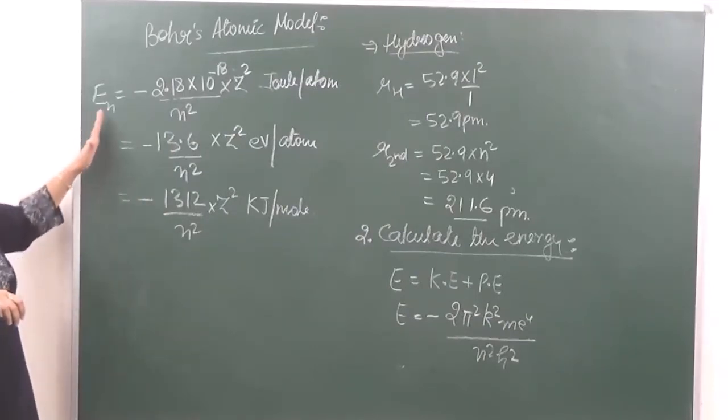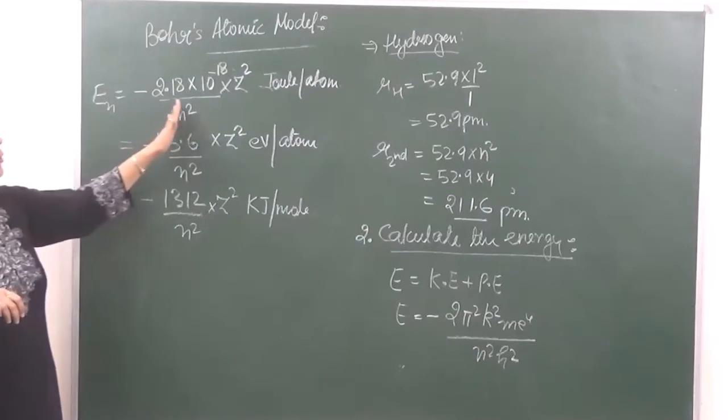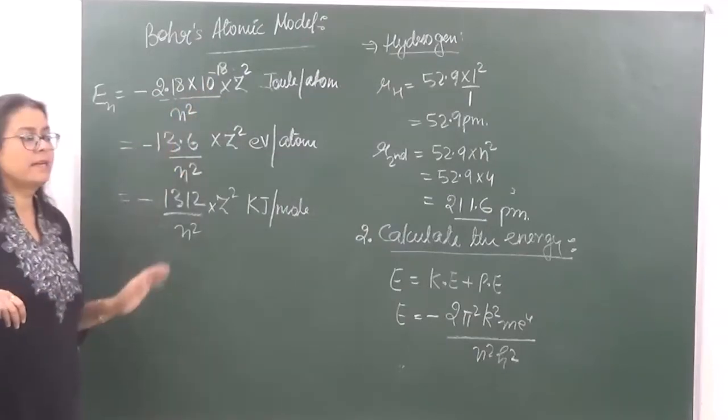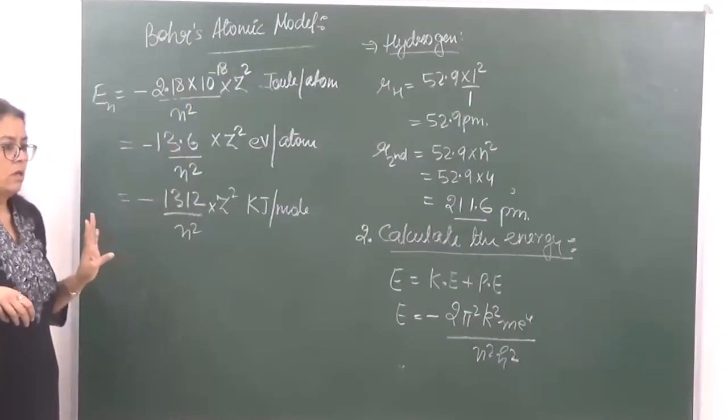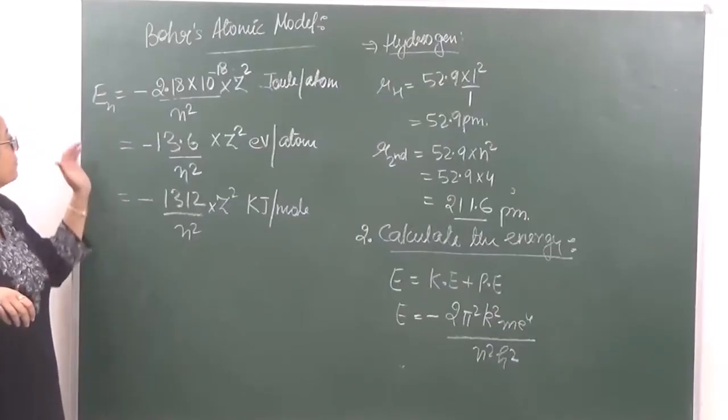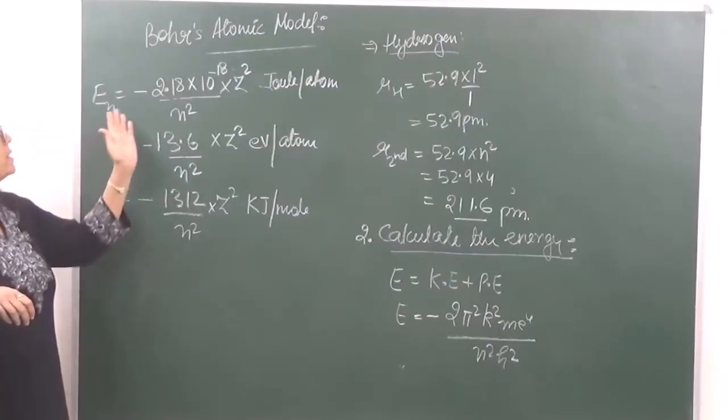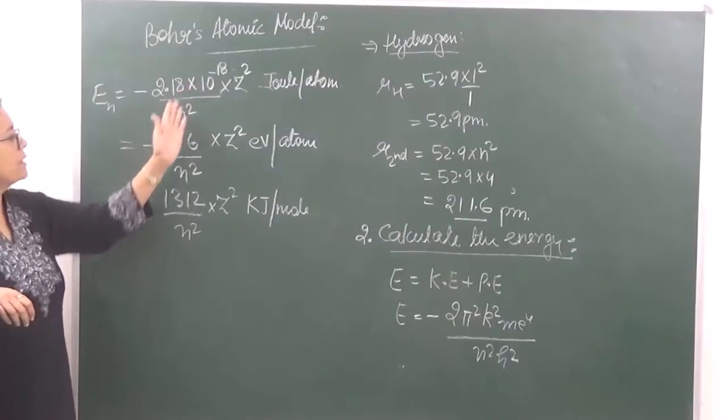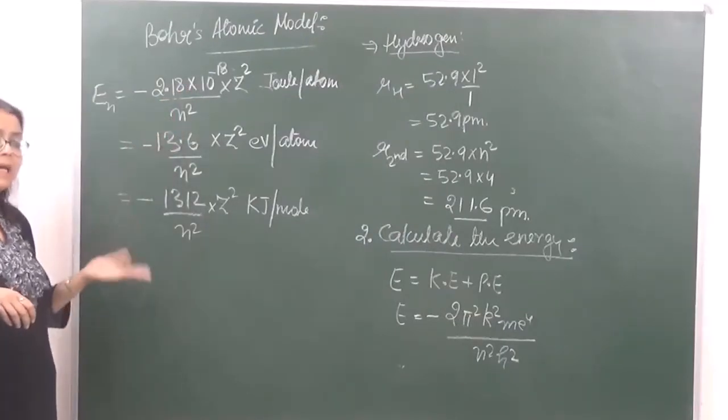Okay. If you are talking of the second orbit, then it is minus 2.18 into 10 raised to power minus 18 divided by 4, that is 2 square. And if you are talking of the third orbit, then it is minus 2.18 into 10 raised to power minus 18 divided by 9.